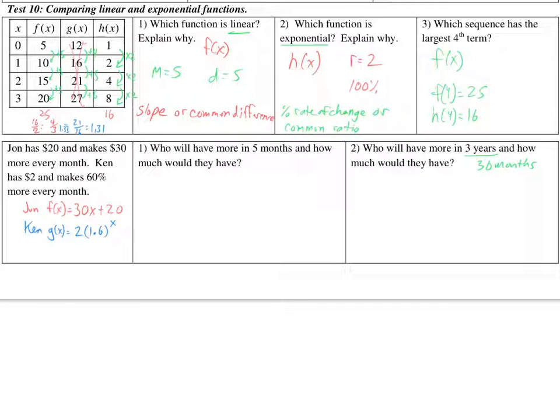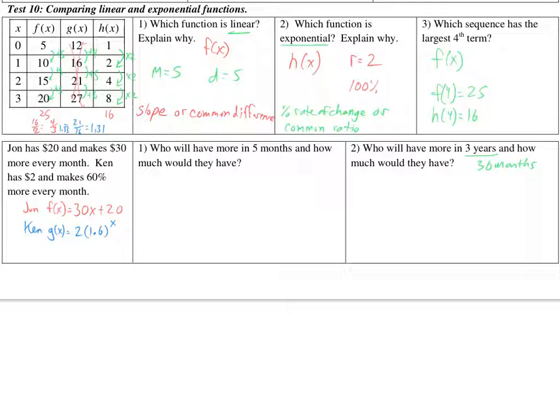Because 5 months is not very long and 36 is a long time, don't exponentials tend to have more in the long haul? But in the short term, do linear tend to do better? Linear sometimes do better in the short time. Now, not always. Do we still want to plug in numbers? My opinion is, in 5 months, John's probably going to have more. In 36 months, very likely Ken will have more. But can we check?